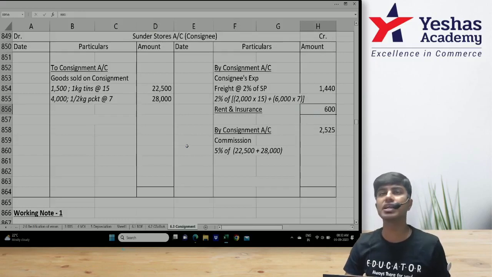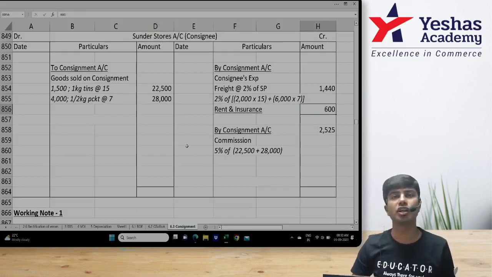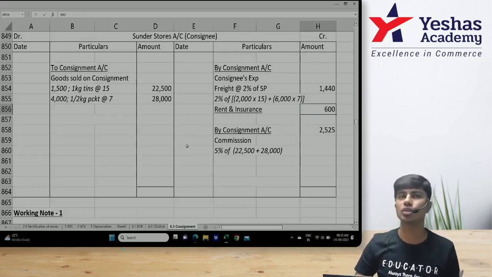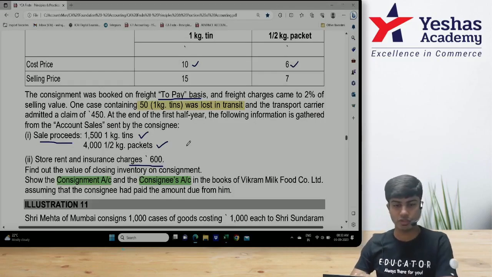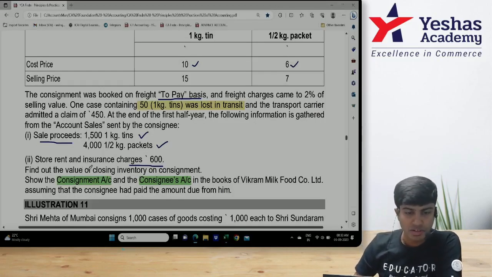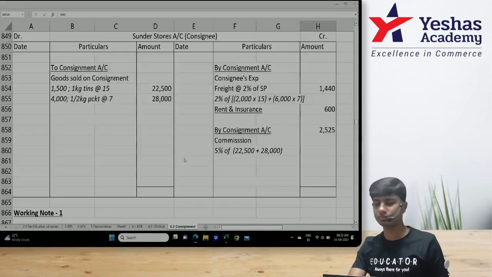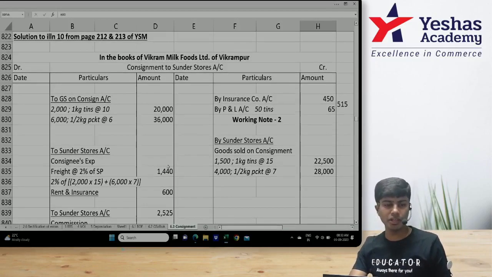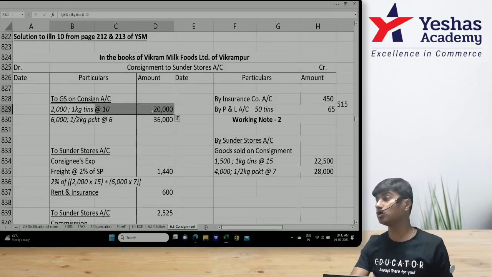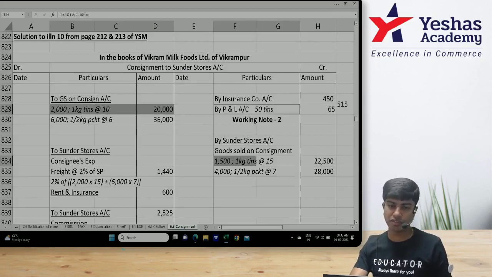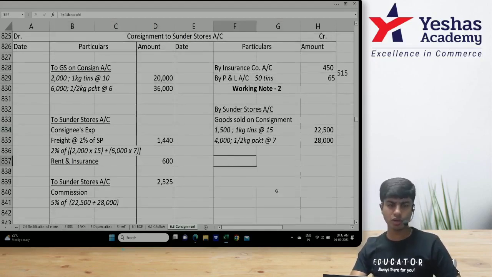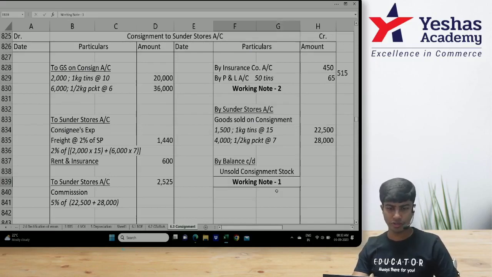Will this be considered in computation of value of unsold inventory? Answer is no. This will not be considered in valuation of unsold inventory. Then find out the value of closing inventory on consignment. Yes, we'll do it. Shall we? How many units were sent? 2000 kgs, 2000 tins. In that, how many are sold? 1500. How many are lost? 50. What will be closing? 450. Okay.